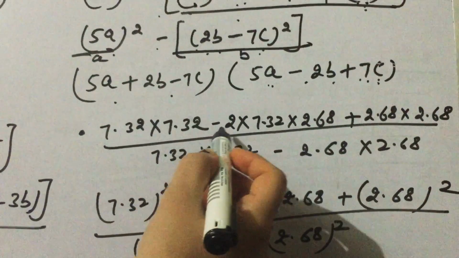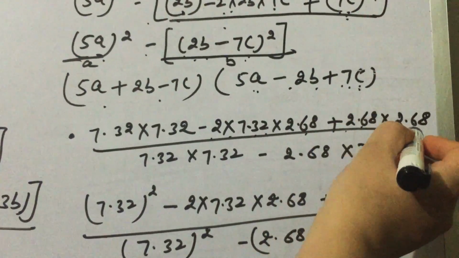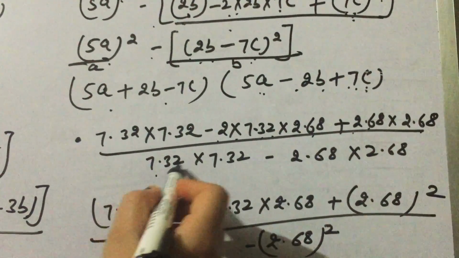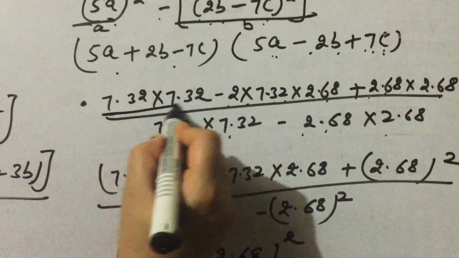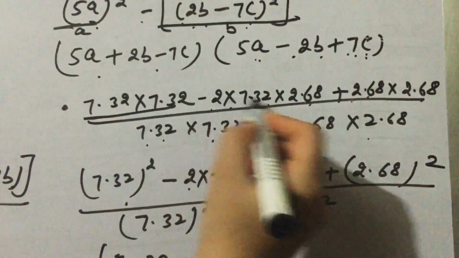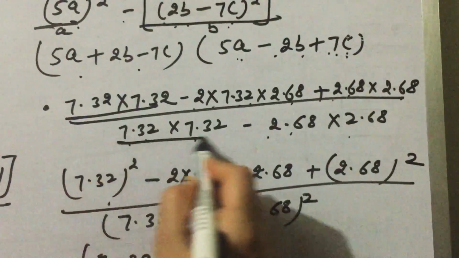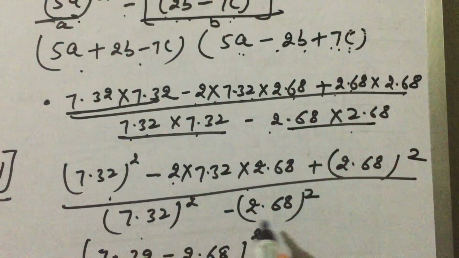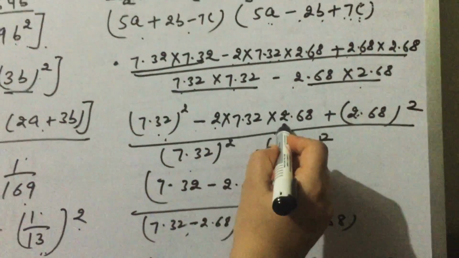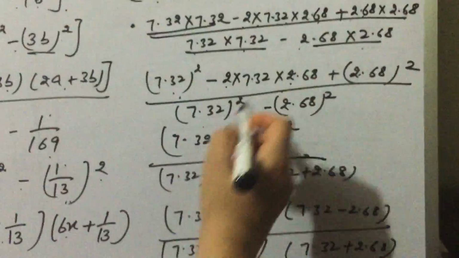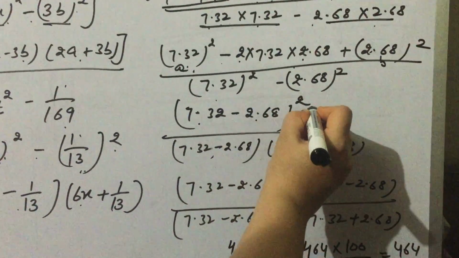Next question. 7.32 into 7.32 minus 2 into 7.32 into 2.68 plus 2.68 into 2.68, upon 7.32 into 7.32 minus 2.68 into 2.68. 7.32 two times here, so whole square, minus as it is, plus 2.68 two times here, whole square, upon 7.32 two times, 2.68 also two times, we can write as in the power of 2. Now a square plus b square minus 2ab. So which identity do we have to apply? A minus b whole square. It is a, it is b. A minus b whole square.